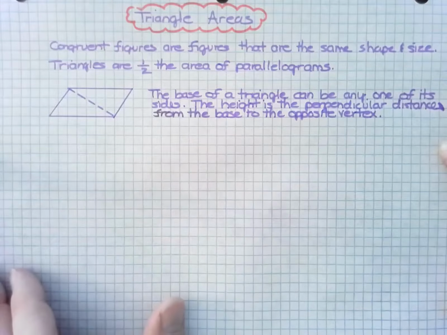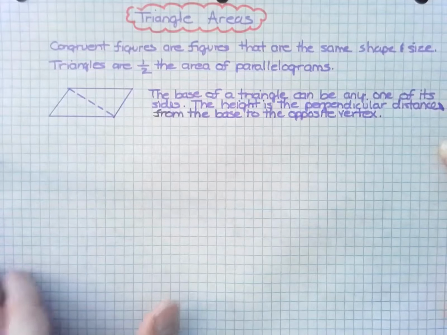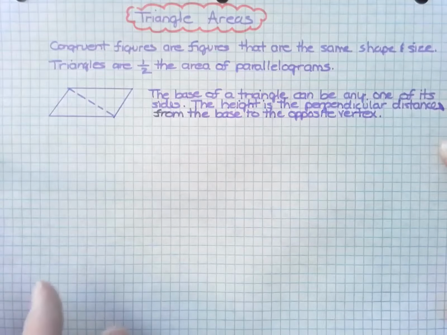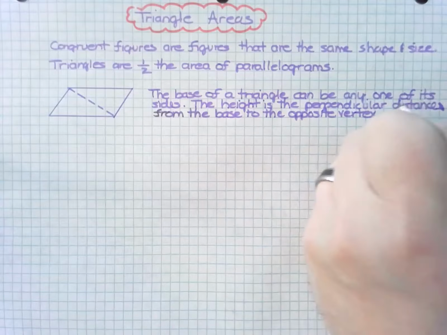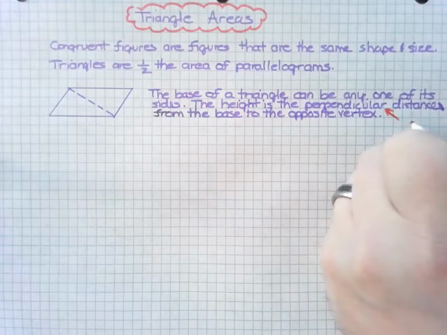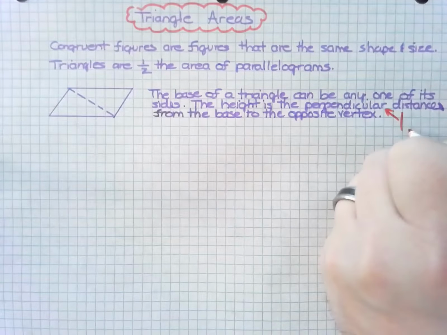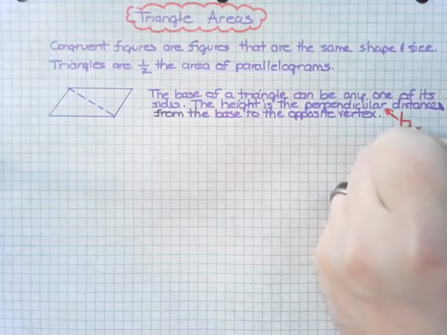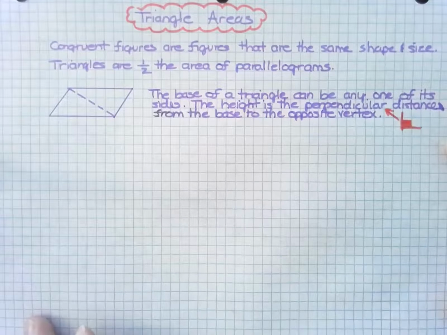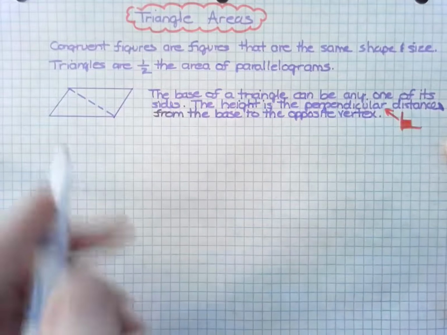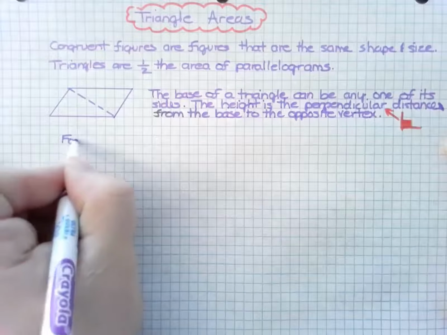The base of a triangle can be any one of its sides. The height is the perpendicular distance from the base to the opposite vertex. Remember, perpendicular, we can use a symbol to express showing a right angle. So there's a formula for finding the area of a triangle.